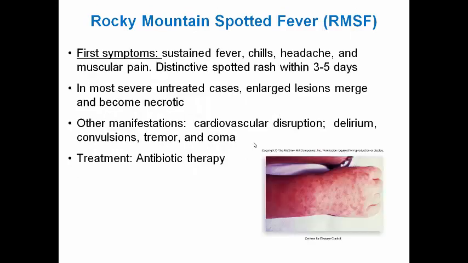The first symptoms are fever, chills, headache, and a distinctive rash, and that's shown there, and it appears within 3 to 5 days. In most severe untreated cases, the rash can sort of fuse, and you can end up with these necrotic lesions. Cardiovascular symptoms, neurological symptoms, delirium, convulsions, tremor, coma. So it can become very severe, but there is antibiotic therapy.